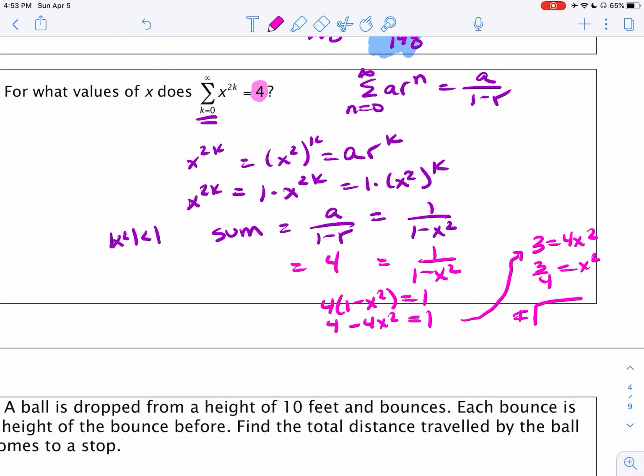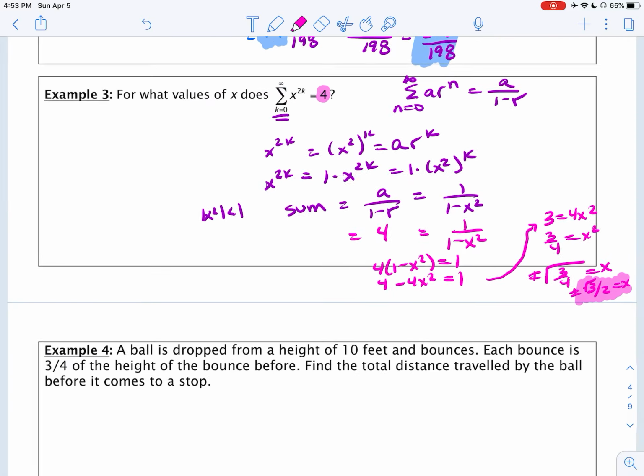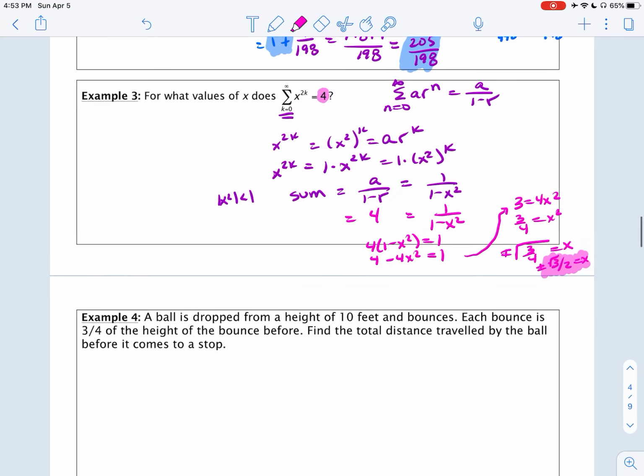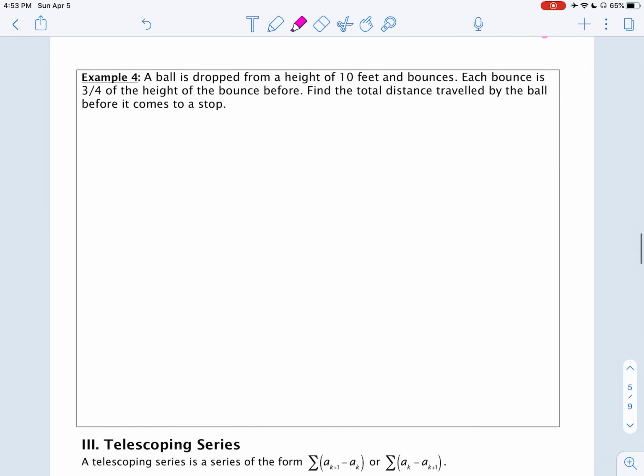And so my solution would be x equals plus or minus the square root of 3/4, or if you want to write that, square root 3 over 2, plus or minus. Good. So that's just a way of playing around with geometric series manipulations. This one's kind of fun. Let's take a look at this.